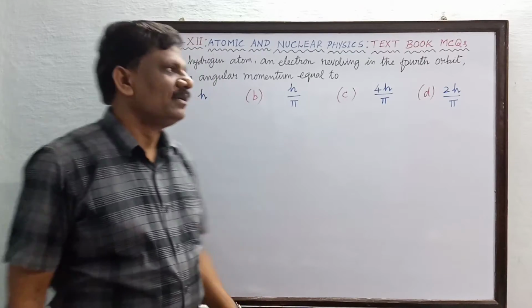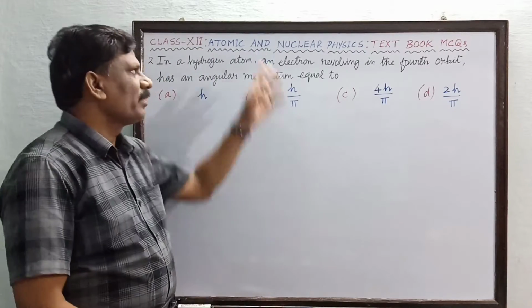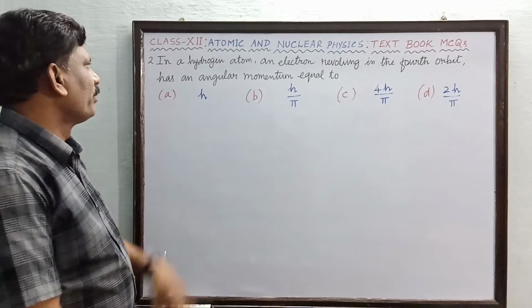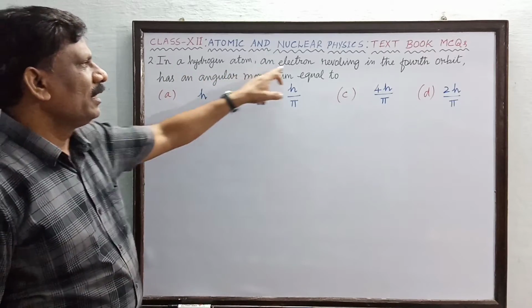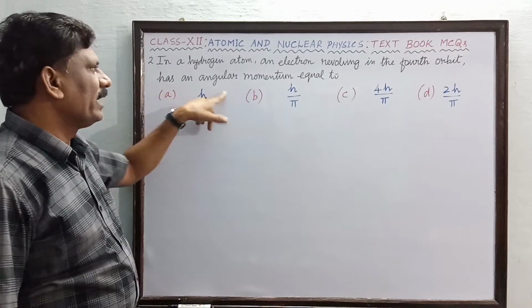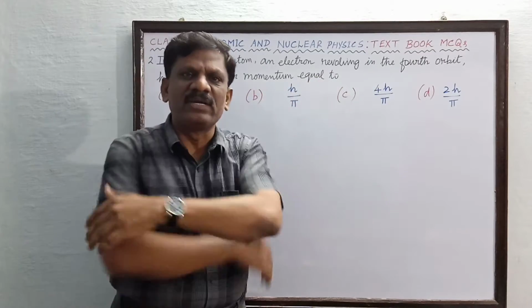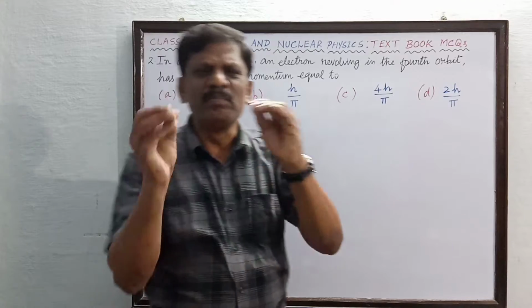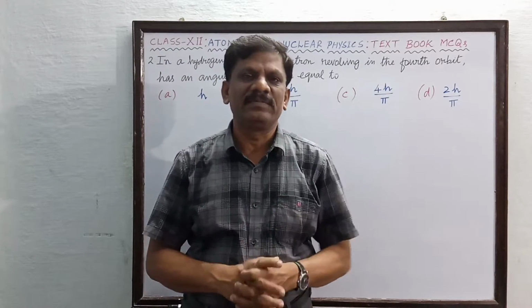Hi students, the second MCQ in atomic and nuclear physics. In a hydrogen atom, an electron revolving in the fourth orbit has an angular momentum equal to how much is the question. The simplest problem possible in this chapter.